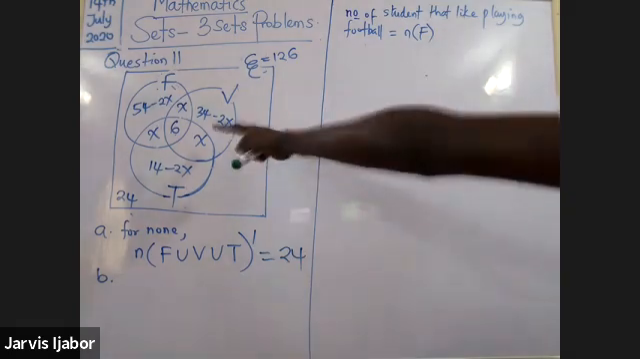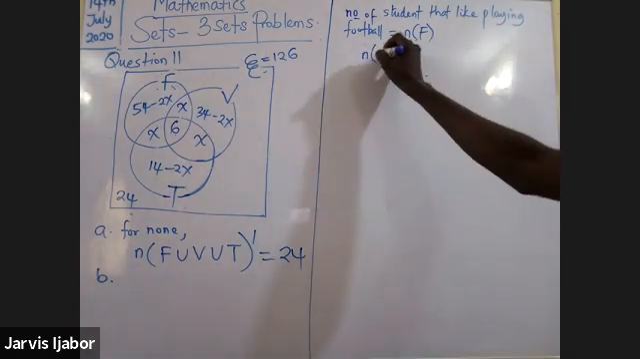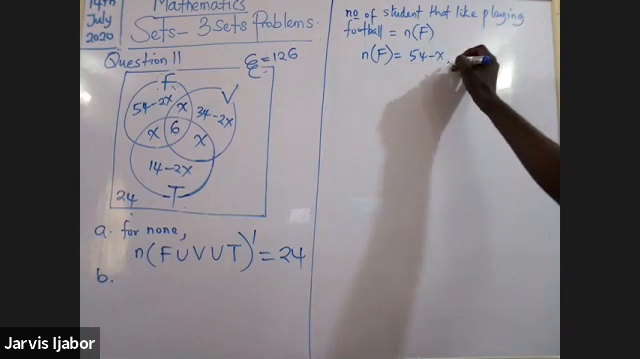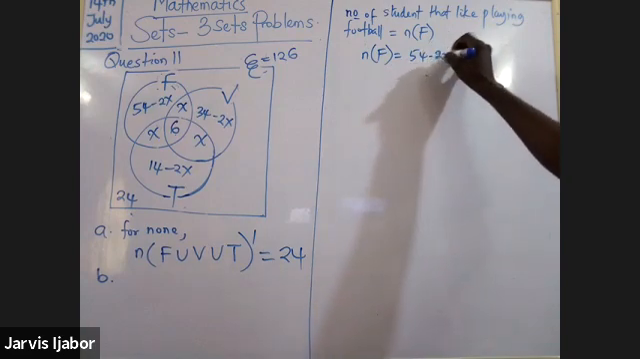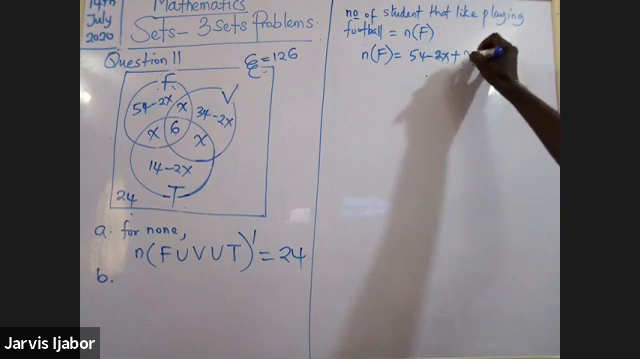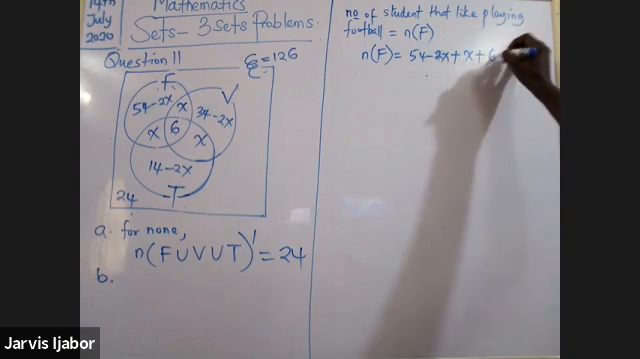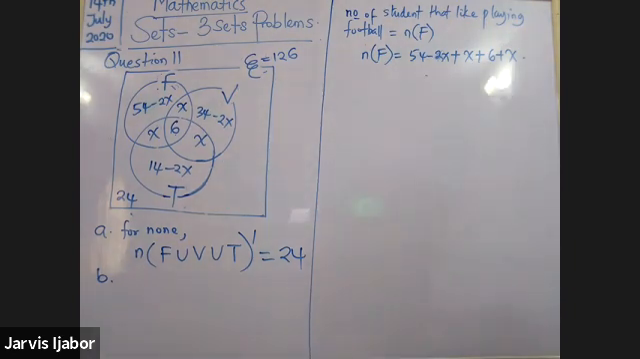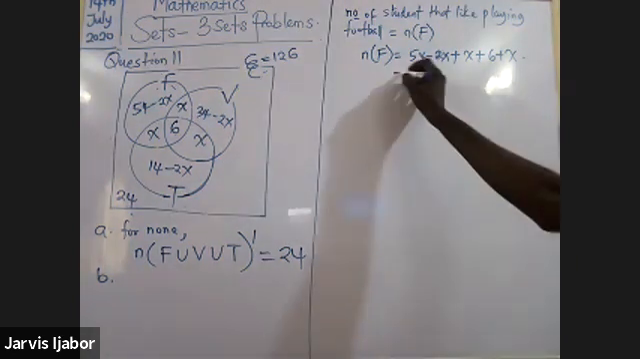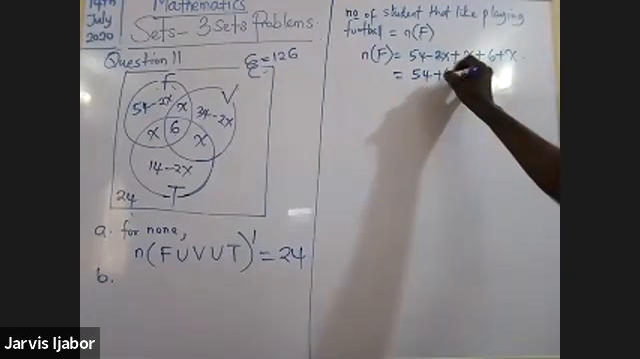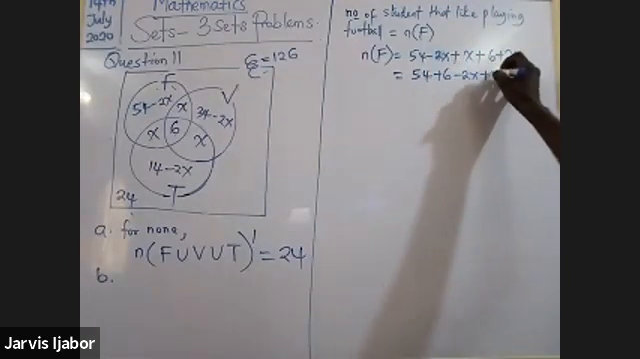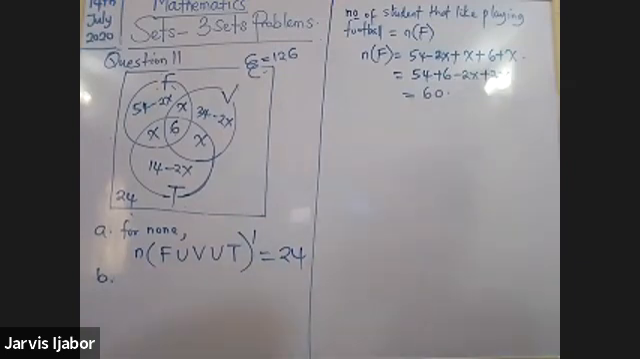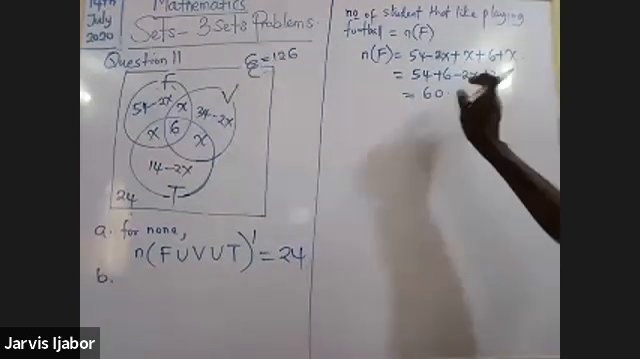So from the narrative, what is number of F? Number of F will be equal to 54 minus X minus 2X plus X plus 6 plus X. That's what it's going to be. So if you look at that, this will give you 54 plus 6 minus 2X plus 2X, and that will give you 60. So the number of people who like playing football are what? 60.